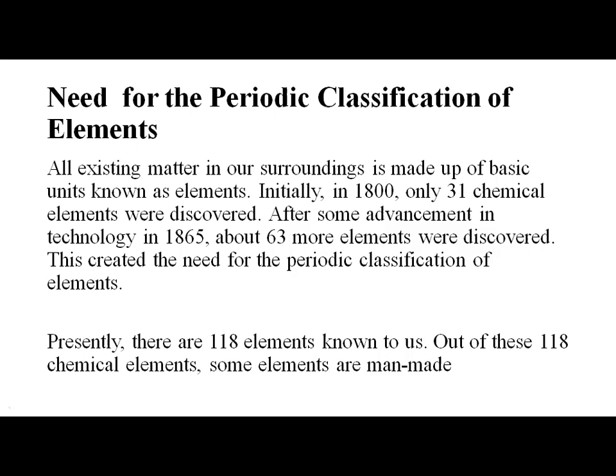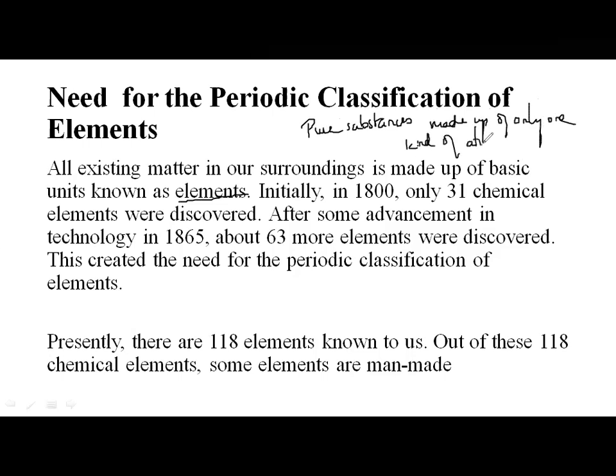Therefore, they thought, let us classify the elements. So they came up with the classification. What is the need for the periodic classification of the elements? All existing matter in our surroundings is made up of basic units, and those are known as elements. How do we define elements? They are pure substances made up of only one kind of atoms, or you can say similar kind of atoms. So they were known as elements.